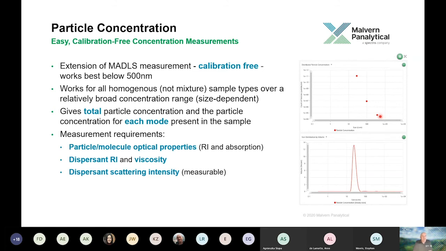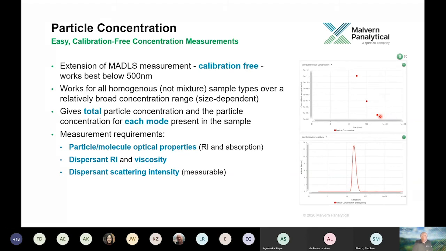What do we need to provide the software in order to get this information out? We need to define the optical properties of the particles, of the molecules we're measuring. So what do I mean by that? We mean the refractive index and the absorption of those particles. Most people would know these anyway. Anybody who's done DLS, if they're reporting their distributions either in volume or number base, rather than the basic intensity distribution, would need to input the optical properties anyway. The dispersant RI and viscosity have to be put into the software even to do an ordinary DLS measurement. So that should not be a problem.